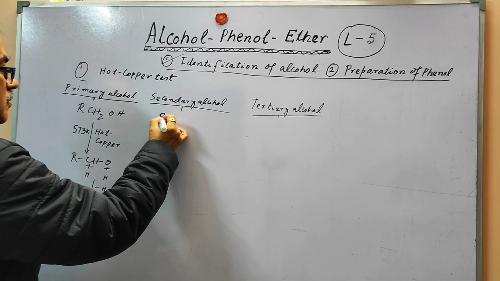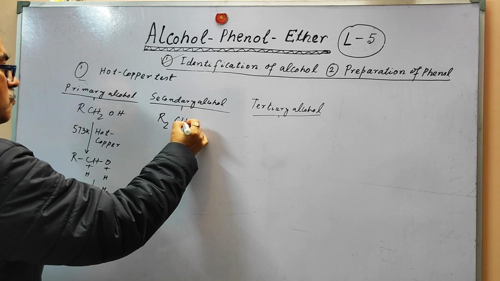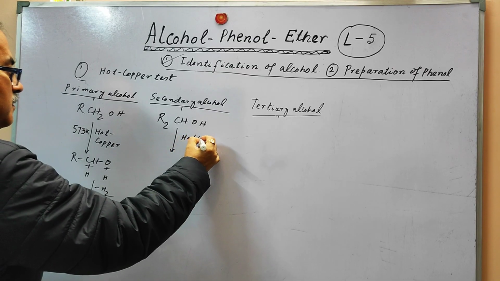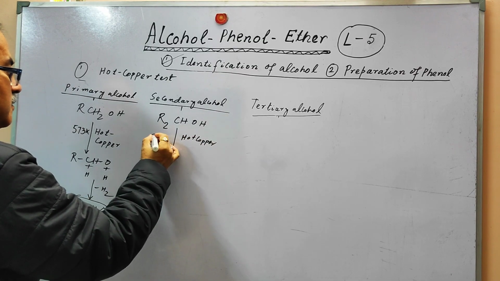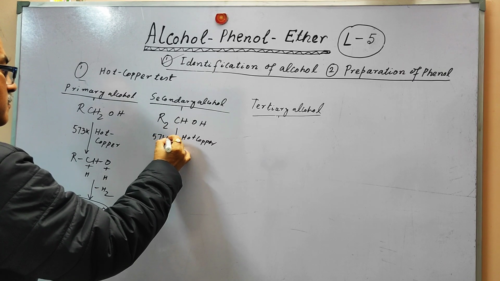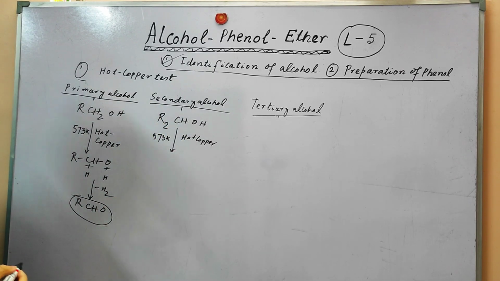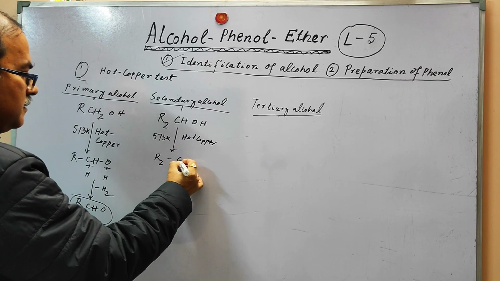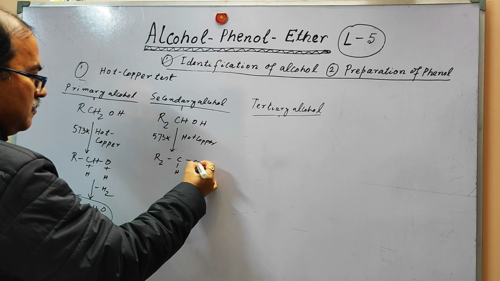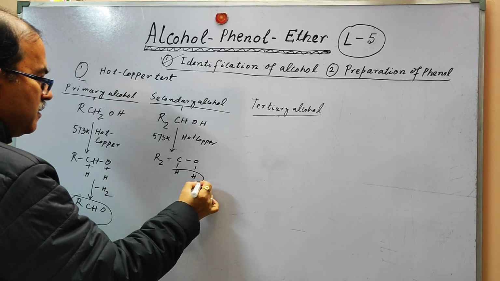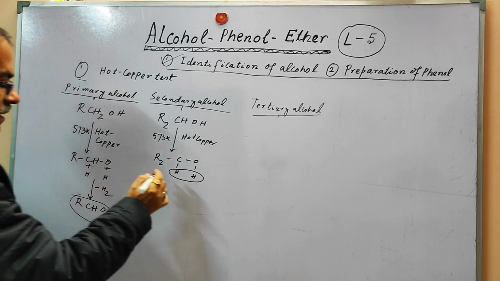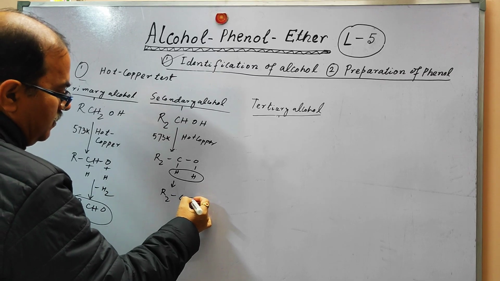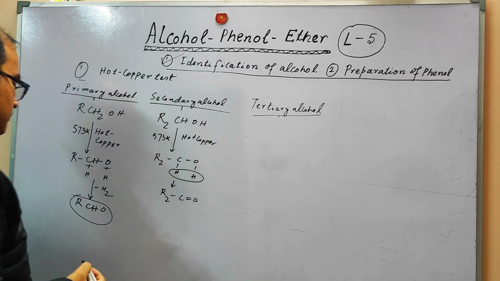For the secondary alcohol, that is CH3CHOHCH3, this secondary alcohol, now we are passing it through the hot copper at the temperature of 573 Kelvin. At this time, what is going to happen? You can easily understand, these two hydrogens are expelled from this product, and it is going to produce the ketone.